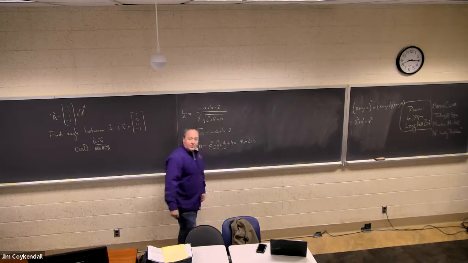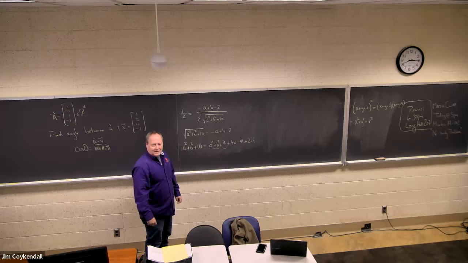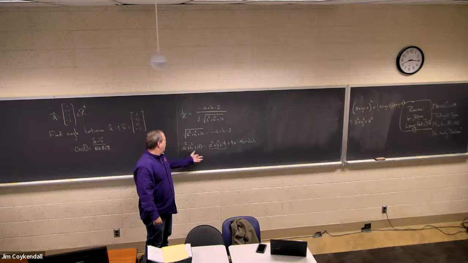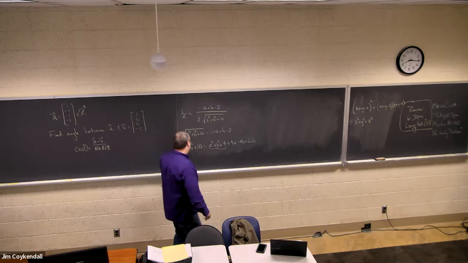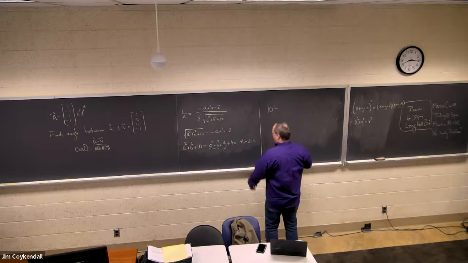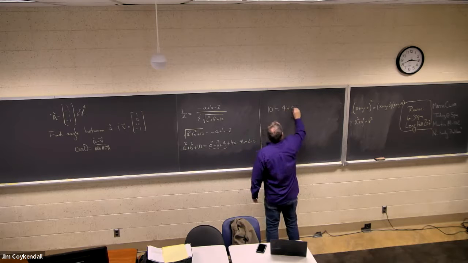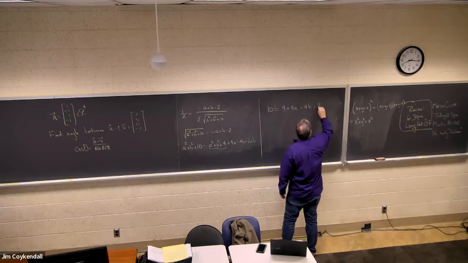Okay, now something very convenient happens. Okay, what's that? The A squared and B squared get together in a cult and have a ritual suicide pact. And what we have is 10 equals 4 plus 4A minus 4B minus 2AB.